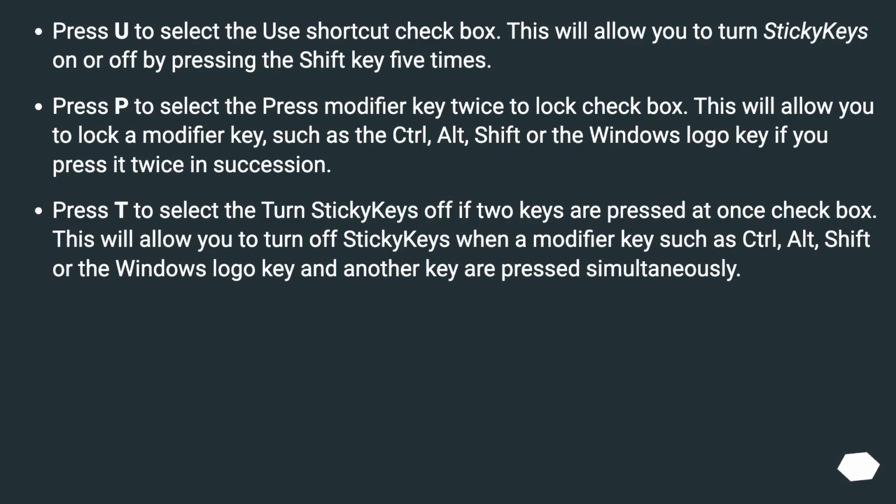Press T to select the Turn Sticky Keys Off if two keys are pressed at once checkbox. This will allow you to turn off sticky keys when a modifier key such as Ctrl, Alt, Shift or the Windows logo key and another key are pressed simultaneously.